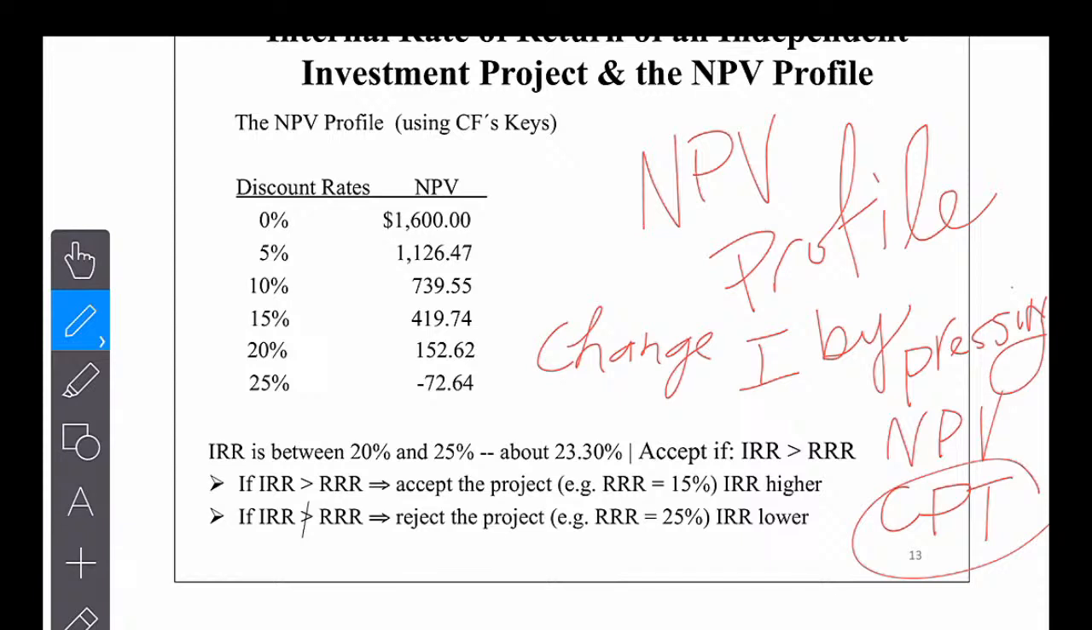I'll wait for some more people. Make sure you've got it. I don't want you to get the IRR yet. I just want you to get this. IRR is easy. You just press IRR compute, and then you get that. So for IRR, then you say IRR compute.